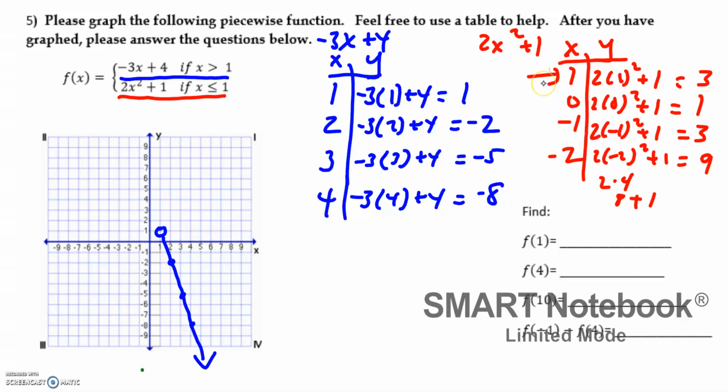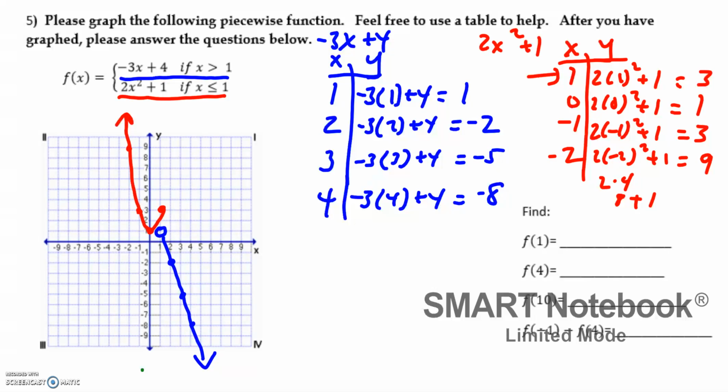So the first thing I would graph is 1, 3. But this time, because it's less than or equal to, I would have a closed dot here at 1, 3. Next, I want to graph 0, 1, which is pretty close to this graph. Negative 1, 3. And then negative 2, 9. I know that this is supposed to be a parabola, so I'm going to start at the first dot, continue my graph this direction, so it looks like a portion of a parabola, which makes sense for a piecewise function.